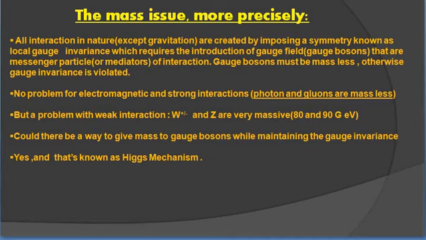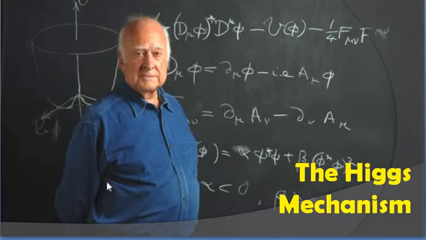So we have to find a way in which we can give mass to the particle as well as maintain the symmetry. So yes, there is a way to do it, and that is known as the Higgs mechanism. This is the scientist Peter Higgs. He gave the theory of the Higgs mechanism.